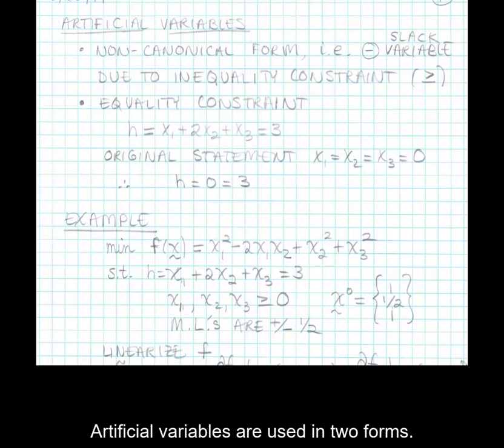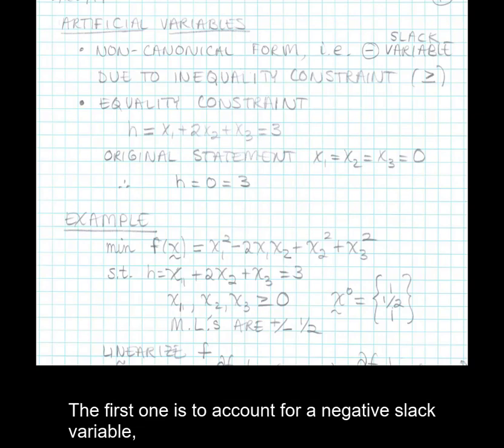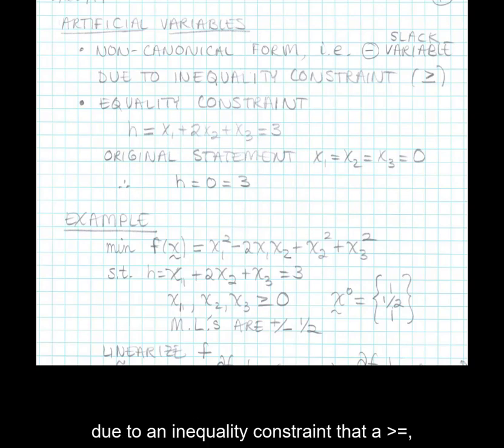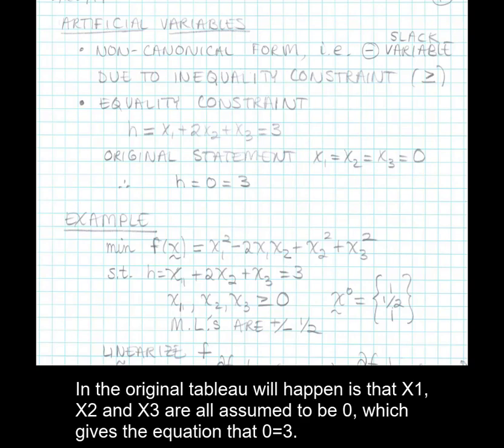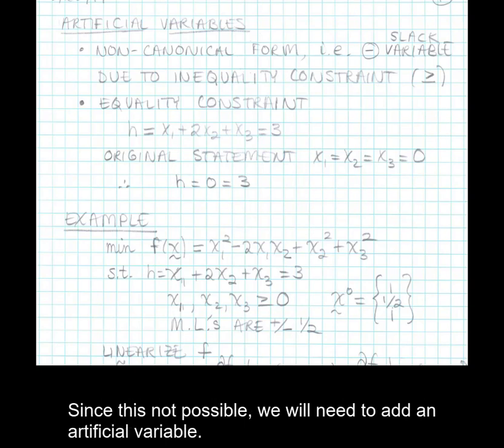Artificial variables are used in two forms. The first one is to account for a negative slack variable due to an inequality constraint that's a greater than or equal to, or for an equality constraint. As if h is equal to x1 plus 2x2 plus x3 is equal to 3, in the original tableau, what will happen is that x1, x2, and x3 are all assumed to be 0, which gives the equation that 0 must be equal to 3. Since this is not possible, we will need to add an artificial variable.